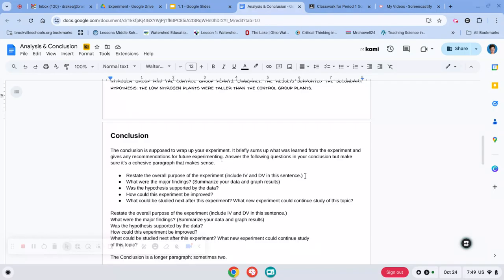So the first sentence is usually a restatement of the purpose. The purpose of the experiment was to see how amounts of light affect evaporation. The purpose of this experiment was to see how water temperature affects precipitation amounts. Okay? So we're looking at the cause and effect. Refer back to your question, but turn it into a statement instead of a question.